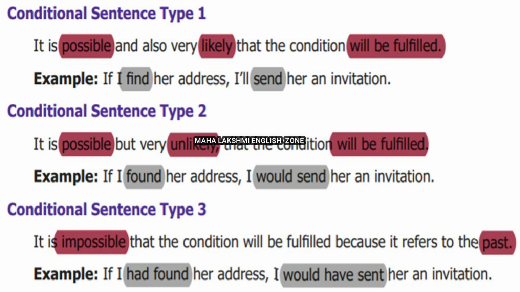And in this conditional sentence type 2, those clauses will be possible statements, but though it is possible, we don't like it, so it will be unlikely statements, and these can also be fulfilled in the future. For example, if I found her address, so found is the past tense, and our main verb will take the form of would plus verb. So I found is the past tense, and here would send is the form for that main clause. So the second conditional will be possible, but it is unlikely, but it can be fulfilled in the future.